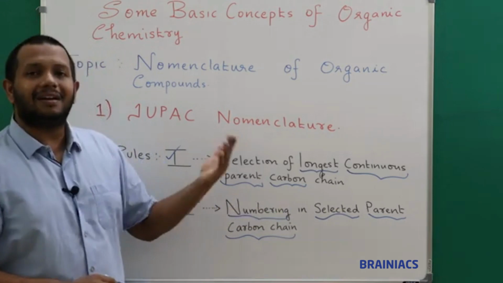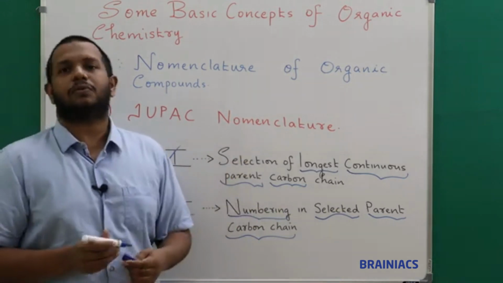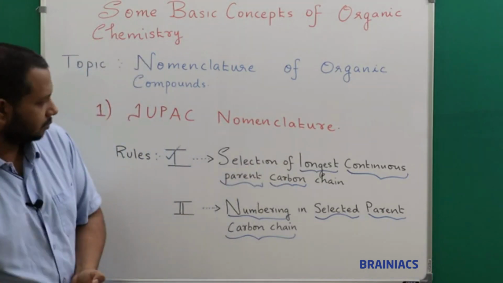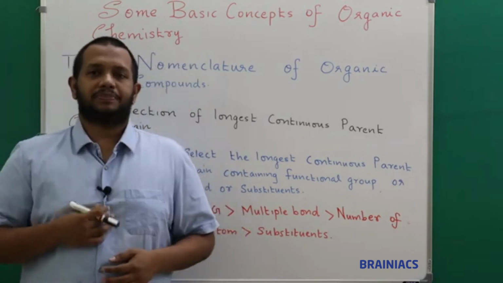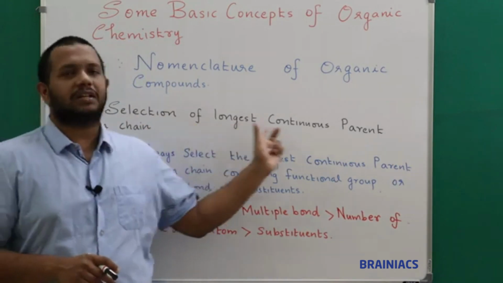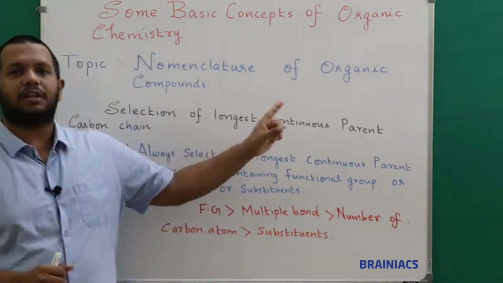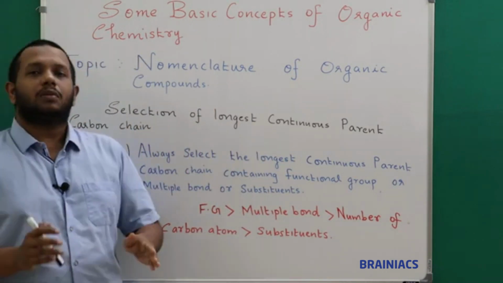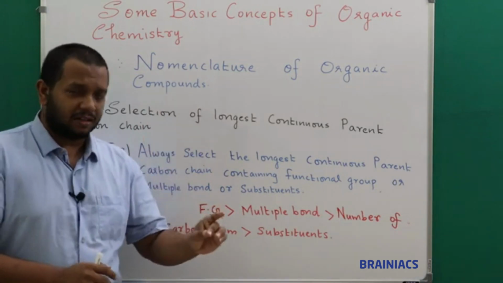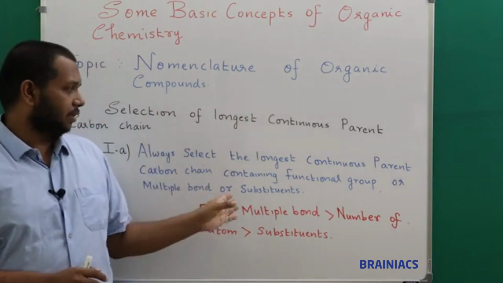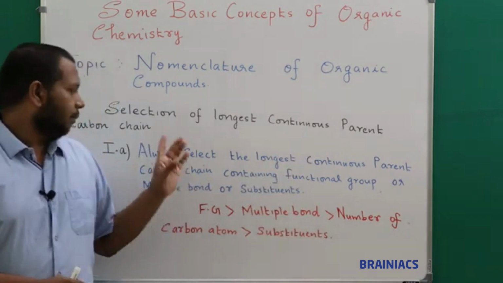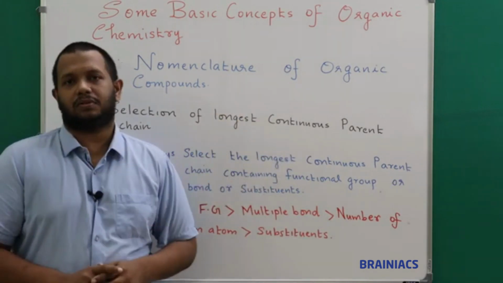Now we will learn in detail step 1, the selection of the longest continuous parent carbon chain. Listen, now we will go in detail into the first sub rule under the selection of the longest continuous parent carbon chain. The first sub rule states that you should select the longest continuous parent carbon chain containing the functional group or multiple bond or substituents.